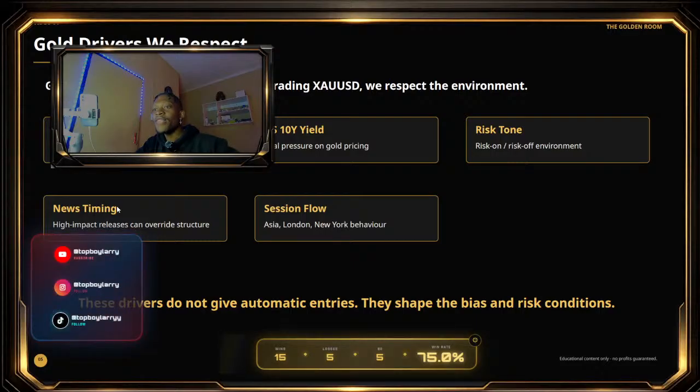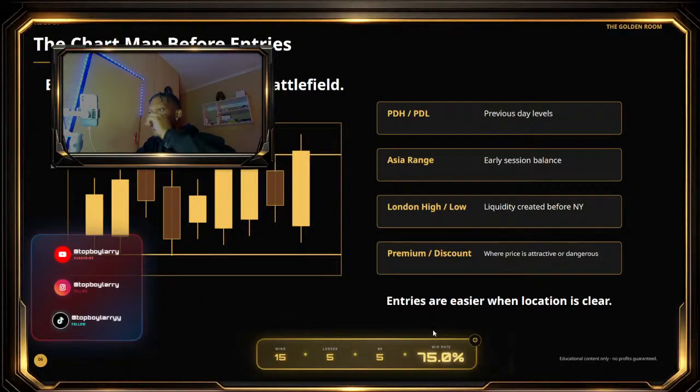So the dollar index, this is where we have your macro and all those types of things. These drivers do not give automatic entries, they shape bias. So all of this shapes the daily bias, how the daily bias works.